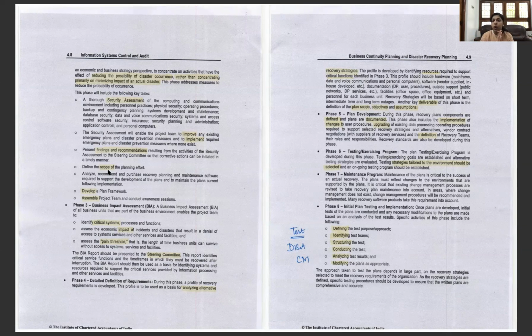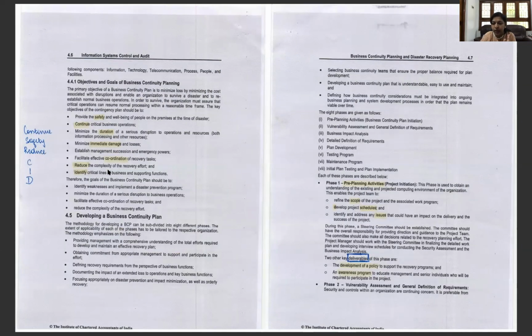So let us see what the tasks are again. One is the security assessment, and the other one is the existing emergency plan. We should improve it and also implement it. And then we should present the findings and recommendations, and define the scope. Then develop a plan and assemble the project team. So these are the tasks which are taken in vulnerability assessment and general definition of requirements.